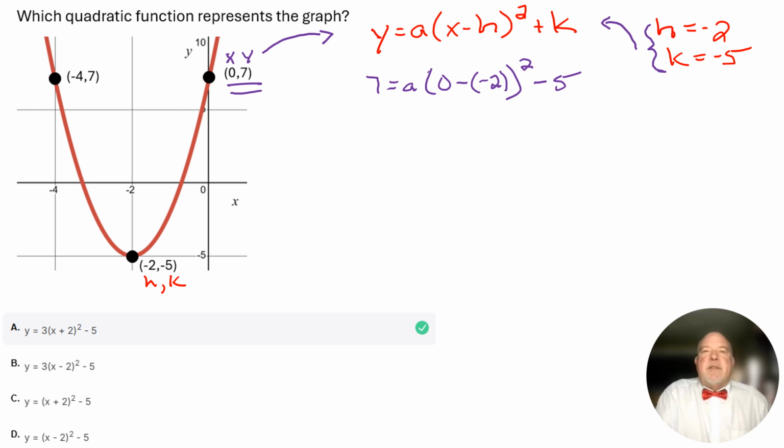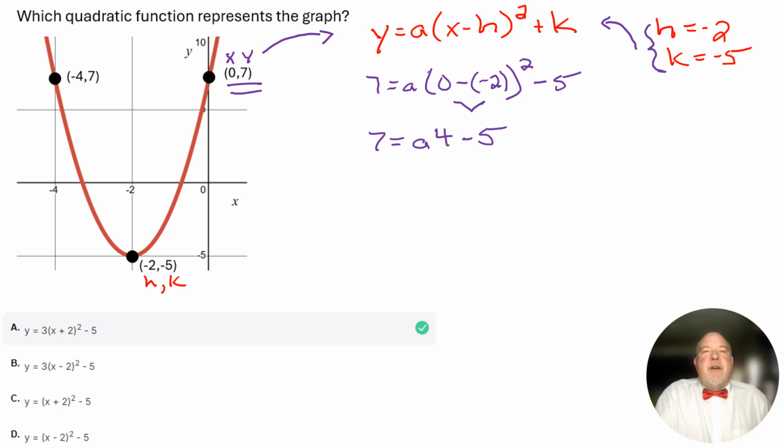So let's simplify what's in the parentheses here. So I have 0 minus -2. Again, that's the same thing as 0 plus 2. So that's 2, and then it's squared, so that becomes 4. So I have 7 equals a times 4 minus 5. And really, instead of writing a4, you should write 4a. So normally we write the constant in front of the variable.